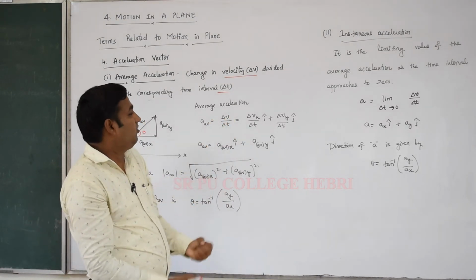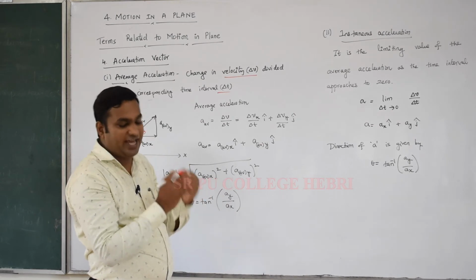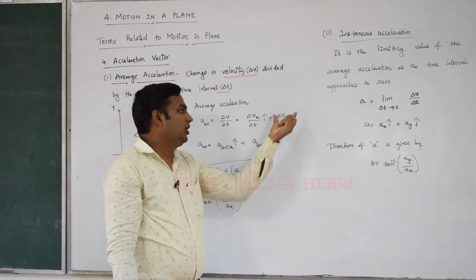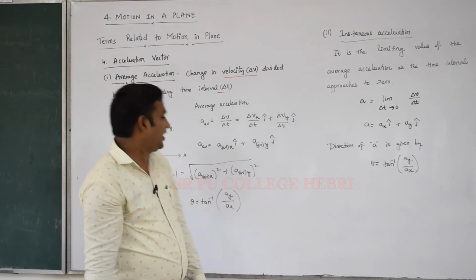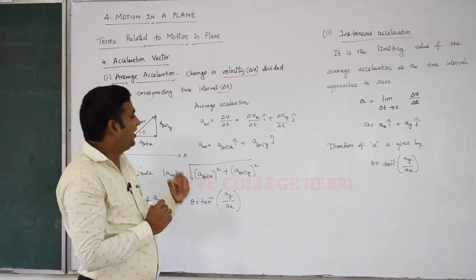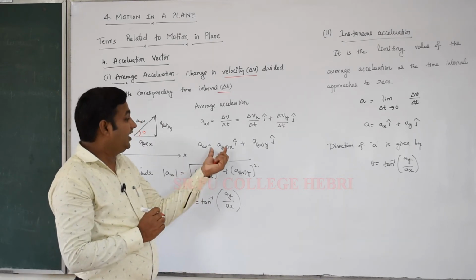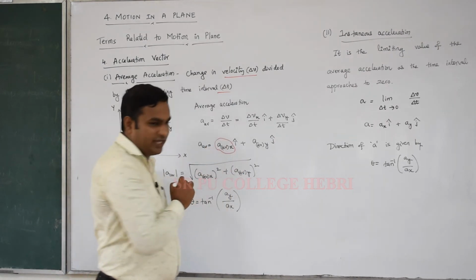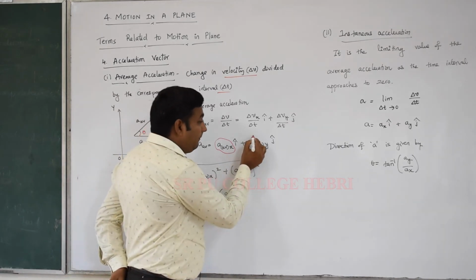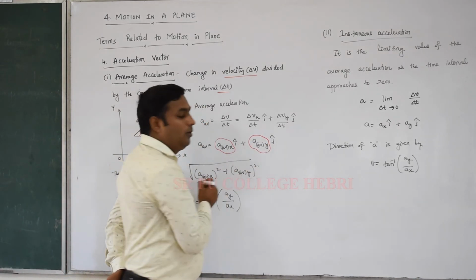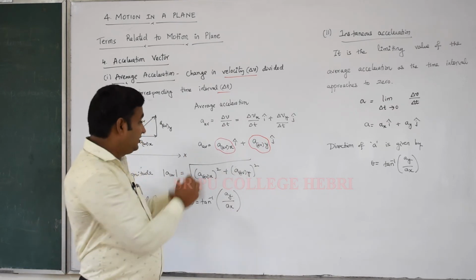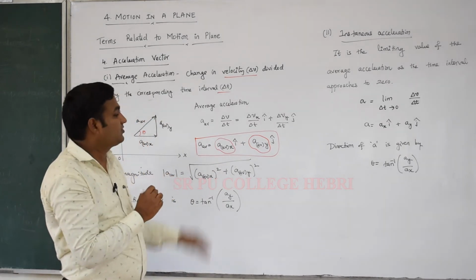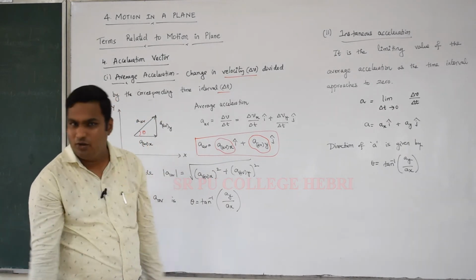Here average acceleration is nothing but change in velocity divided by change in time. And again, in terms of components along x and y axis, we can take it like delta vx divided by delta t into i cap plus delta vy divided by delta t into j cap. That we can write as average acceleration is equal to the component of average acceleration along x axis into i cap plus the component of average acceleration along y axis into j cap. Now this is the formula for average acceleration in terms of components along x axis and y axis.